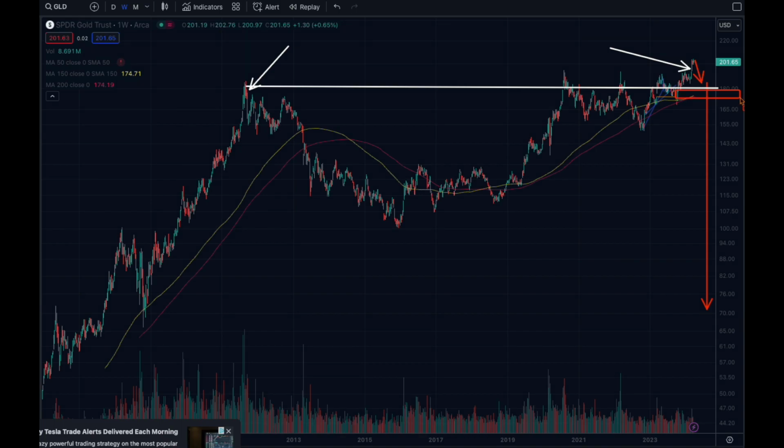But otherwise, the psychology, price structure, everything looks good. I'm bullish. You should be bullish too.